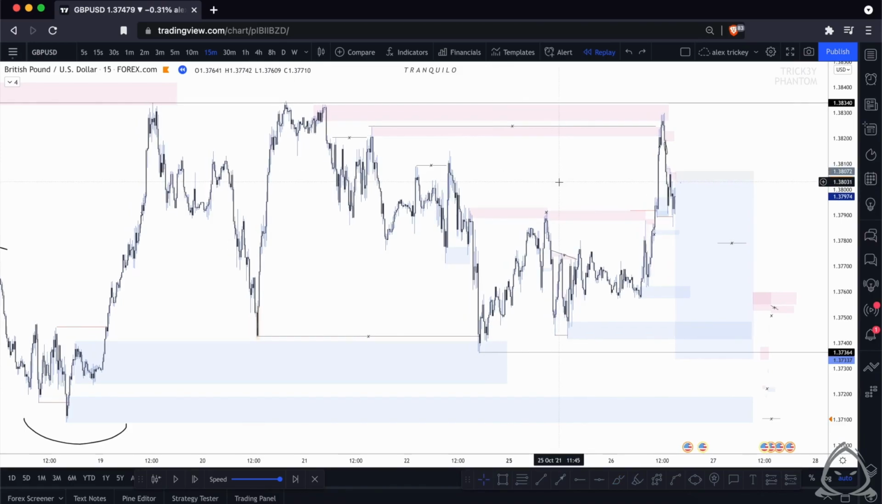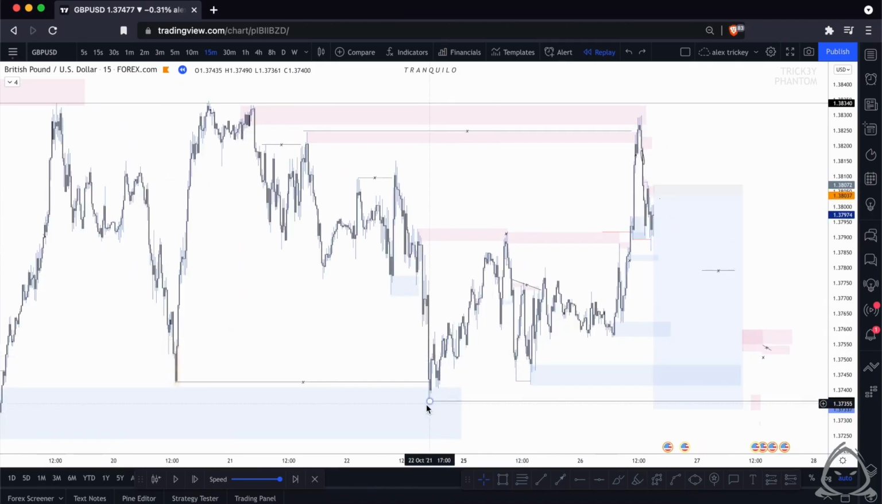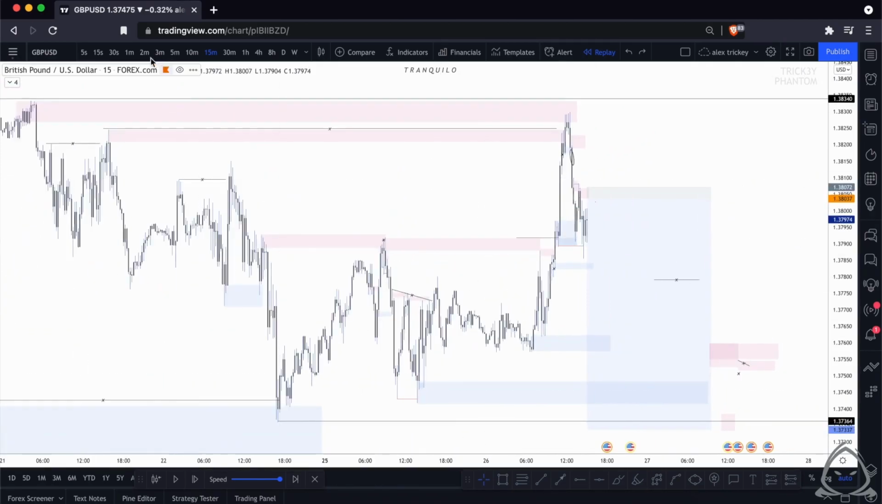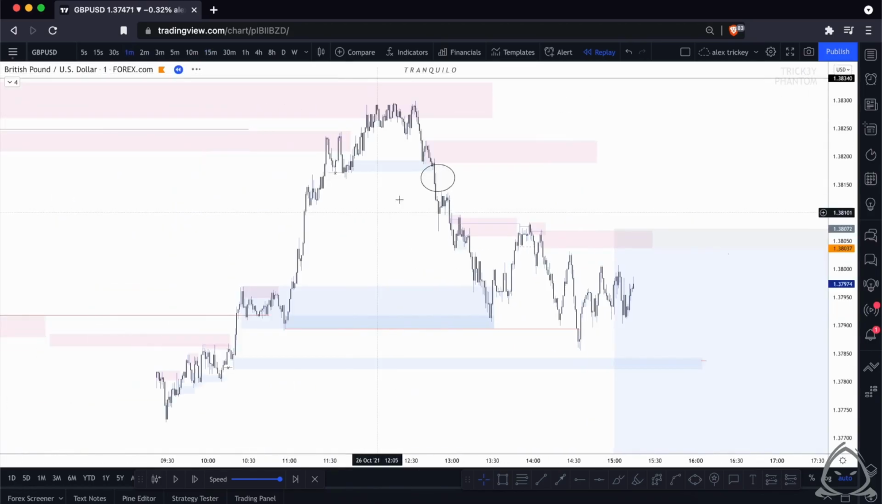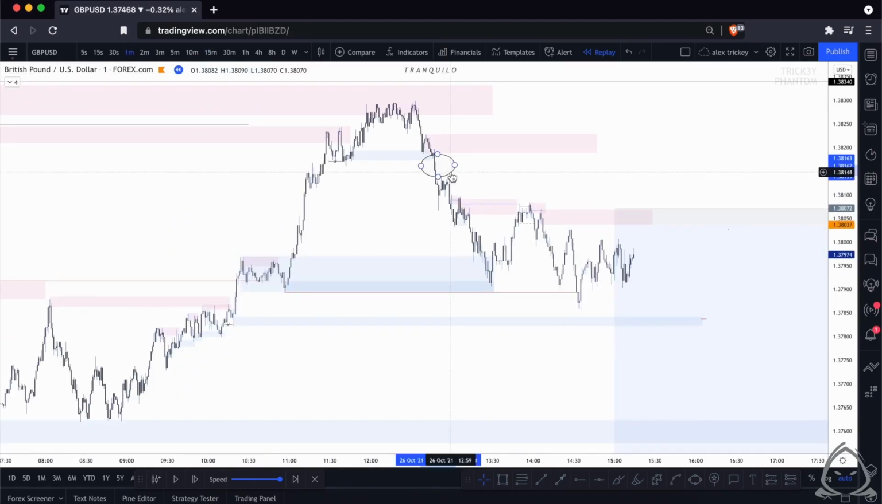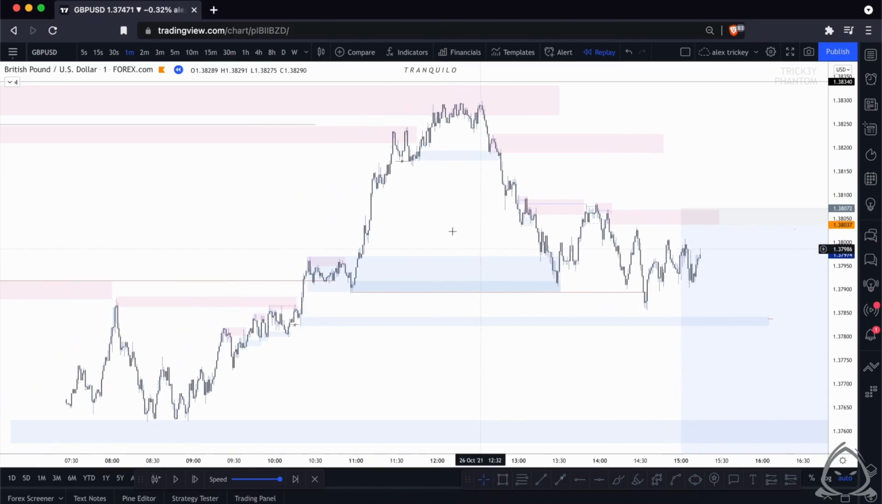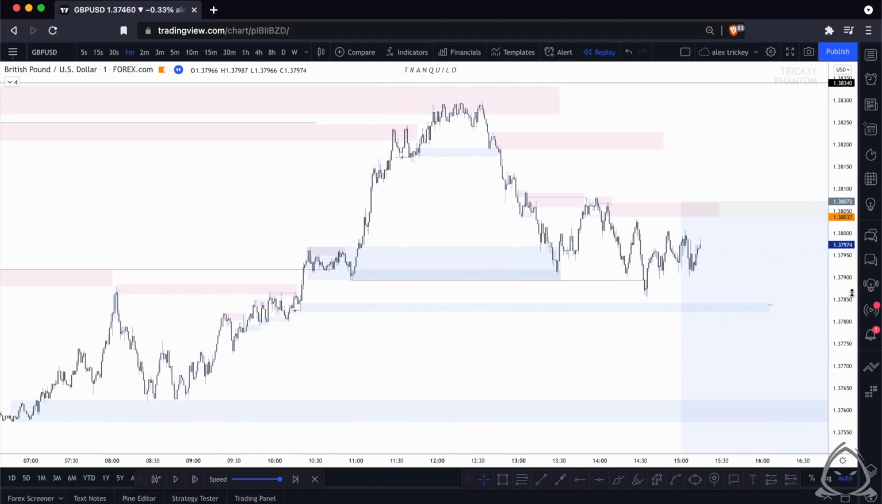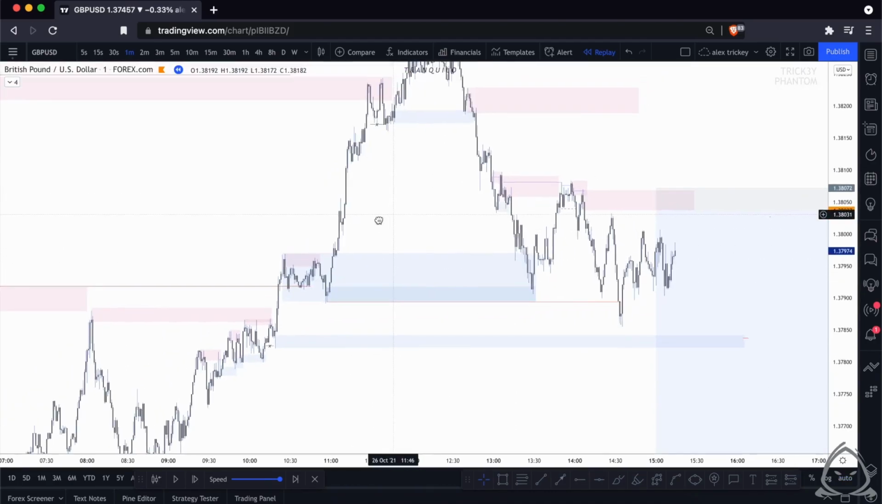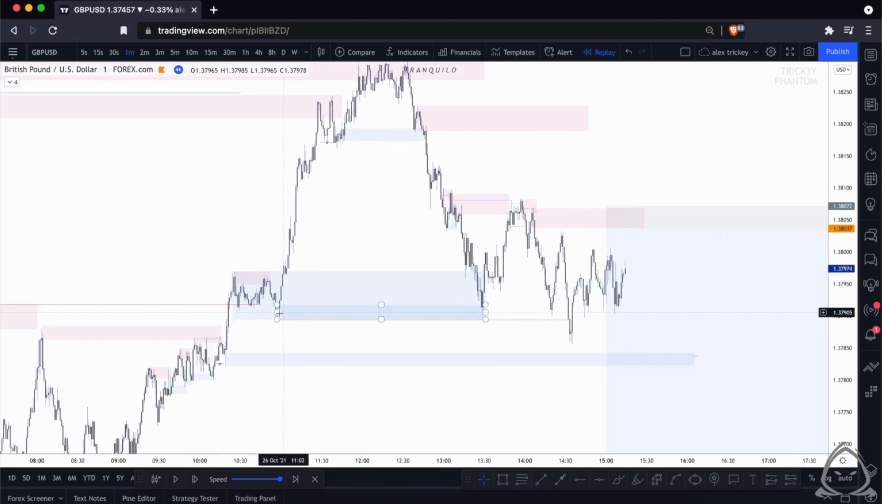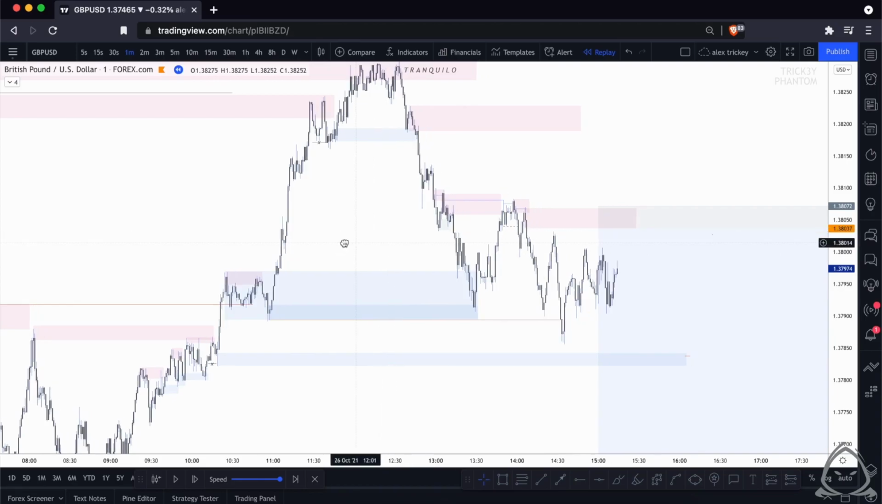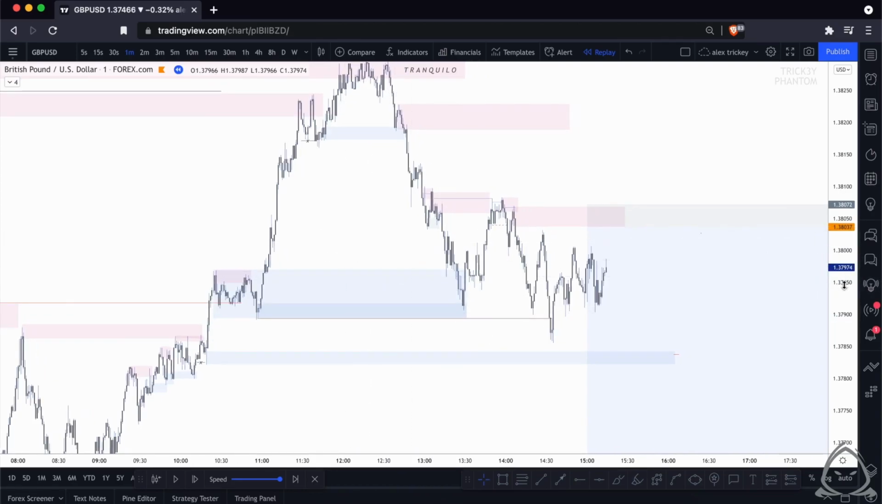I always want to target what I consider to be weak structures. And so in this case, this would now be the weak structure. And so I'll go down to the 1 minute again. So we have a level of 15-minute demand here, right? We have a refined 1 minute zone kind of within this 15-minute demand level. And so it's perfectly valid to take buys off this.